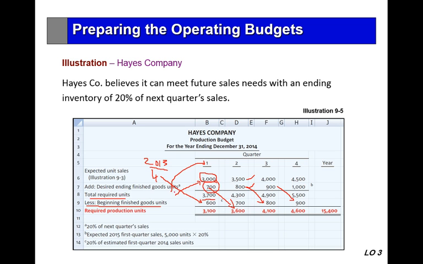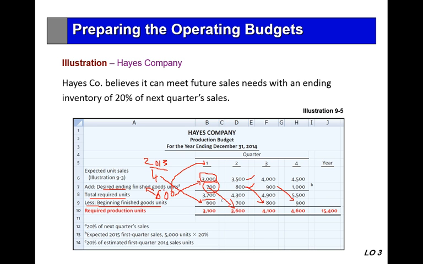And we have here for quarter number 4 of the previous year of 2013, the desired ending inventory is 20% of the next quarter. Next quarter is 20% of 3,000, which is 600 units. Then for desired ending finished goods for quarter 4 2013, 20% of 3,000. The next quarter is quarter 1. Here we have 20% of 3,000, which is 600 units.